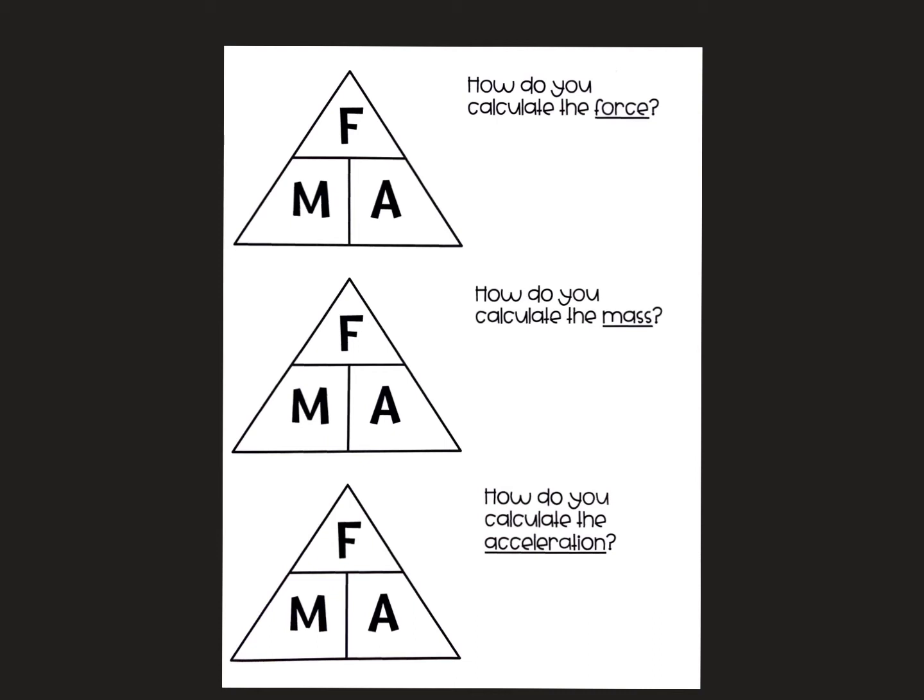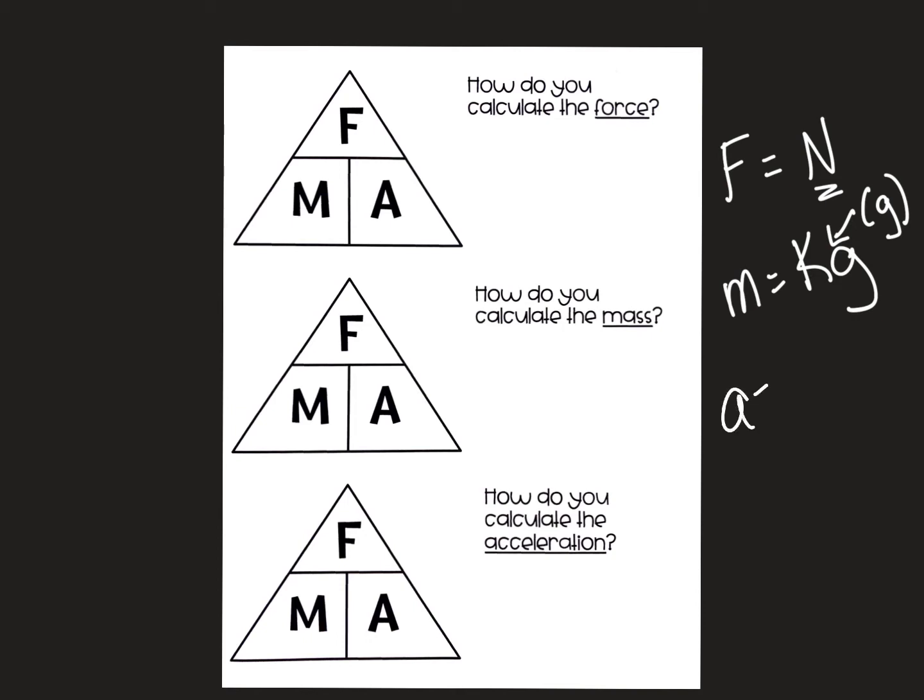Another thing that's really important is knowing the units for each of these. And if you know the units, that is also going to help you know how to calculate everything. So the unit for force is Newton, and we represent it with a capital N. The unit for mass is kilogram. Now sometimes mass is given in grams, and if it is, we would have to convert it to kilograms to match the Newton. Acceleration, the unit is meter per second squared. How many meters did you go per second per second?